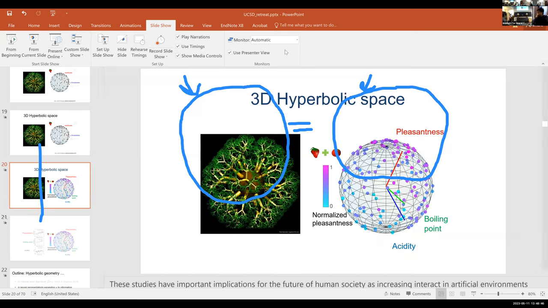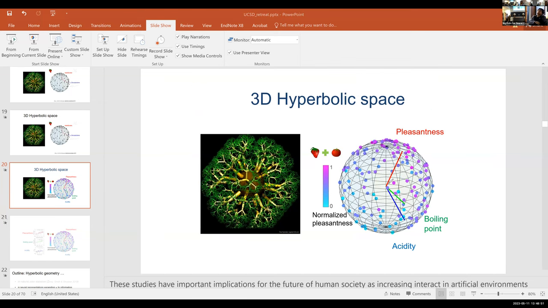So you could ask, what are the axes in this abstract space? Well, it seems like one axis correlates with how pleasant the molecule is. The other one correlates with boiling point. Then in some other work, if we see an axis that correlates with ripening of the fruit, this is a coordinate system.